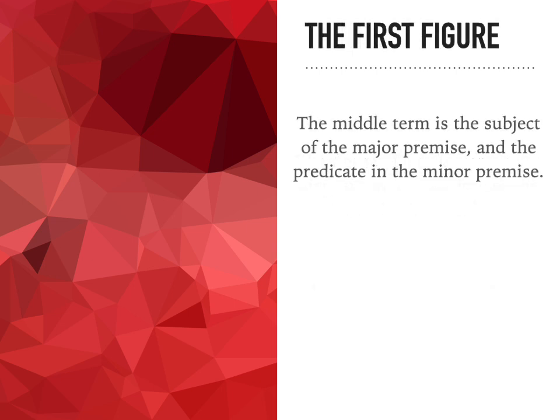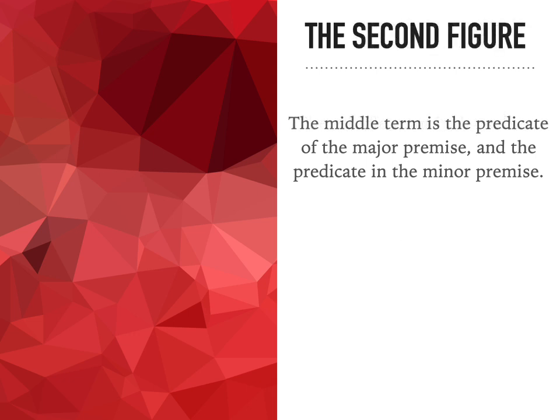In the first figure, the middle term is the subject of the major premise and it is the predicate in the minor premise. We call these sub-pri syllogisms. In the second figure, the middle term is in the predicate of the major premise and the predicate of the minor premise. We call these pri-pri. So let's look at an example of one of these.